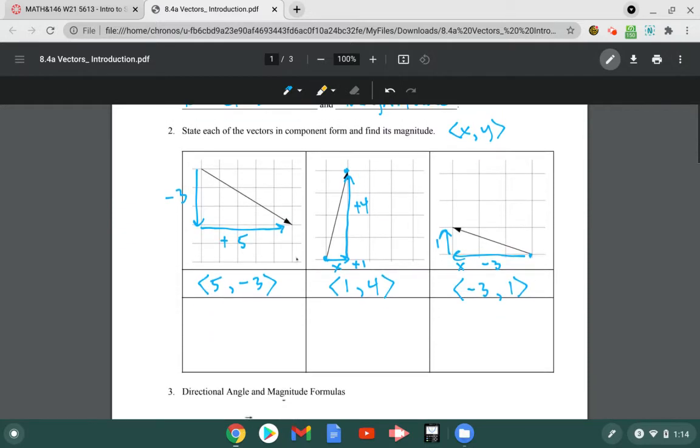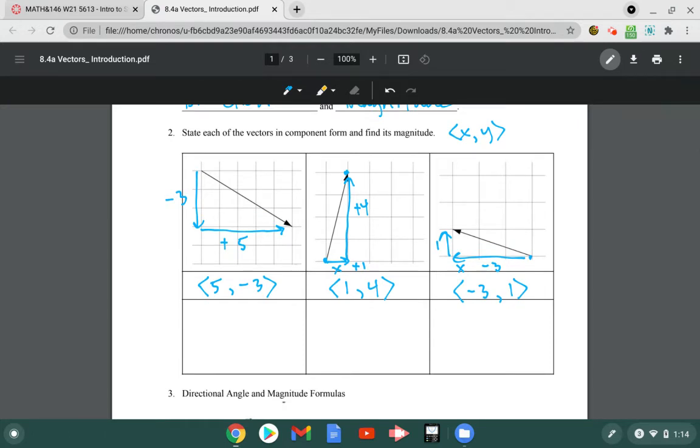Next, we're going to find the magnitude. Notice how as I found each of these X and Y components, I actually created a triangle. So the magnitude turns out to be the hypotenuse of each of these triangles. So finding the magnitude is actually really easy. We can go ahead and apply the Pythagorean theorem.